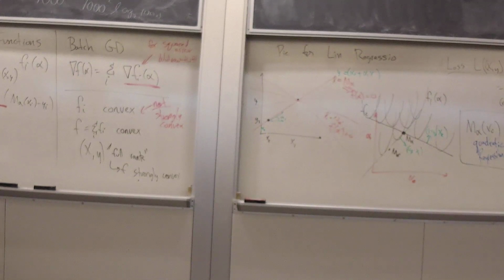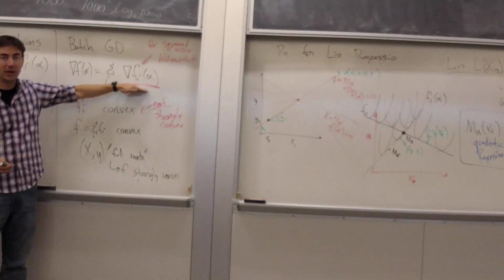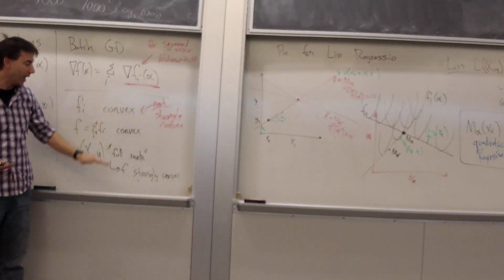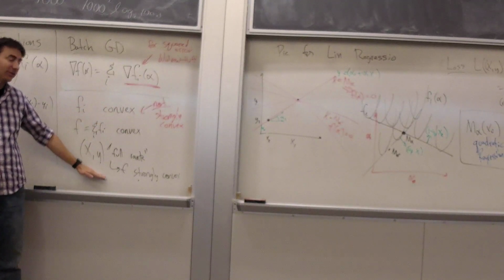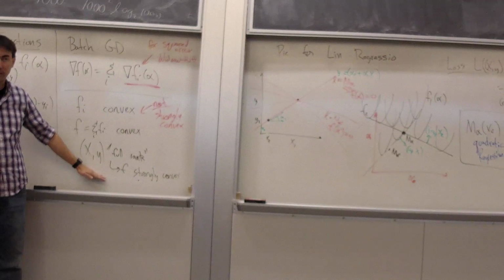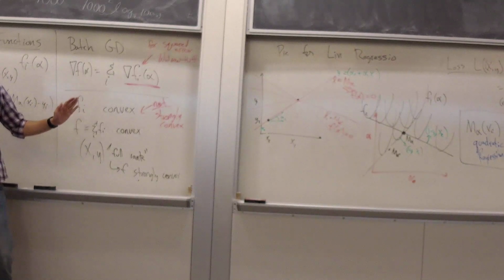And that means my function is decomposable. And so one thing it allows me to do is to write my batch gradient descent as the sum of individual gradients, which are easy to compute, and they're going to add together to give me something strongly convex. This is batch gradient descent.